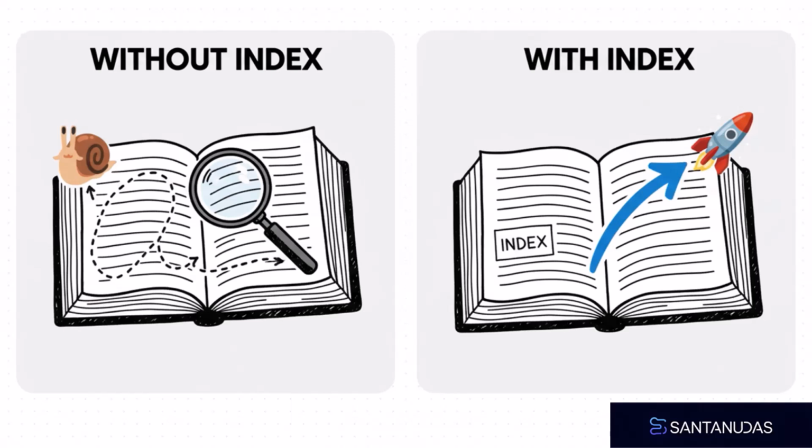An index in a database works exactly like the index in the back of a textbook. Instead of the database having to scan every single row to find your order history, it uses the index to jump right to the data it needs. A search that took seconds now takes milliseconds. It's a night and day difference.